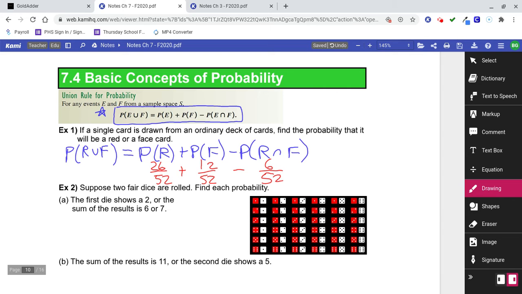Simplify that. You'd have 26 plus 12 is 38. Minus 6 is 32. I see 32 over 52. And we can reduce that fraction. Both numbers are divisible by 4. That's 8/13. If you wanted to find a decimal, just divide 8 by 13, and that's going to be about 0.615. Sometimes you'd prefer to see the decimal point, but the problem with the decimal is it's only approximated. Okay, the fraction is exact.